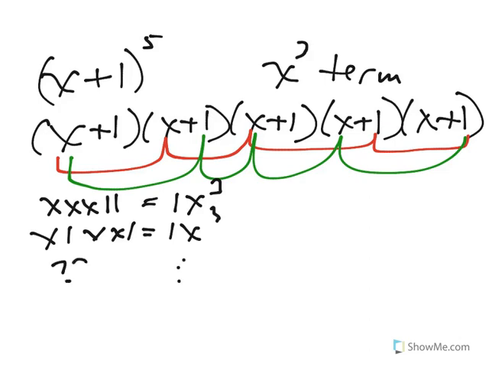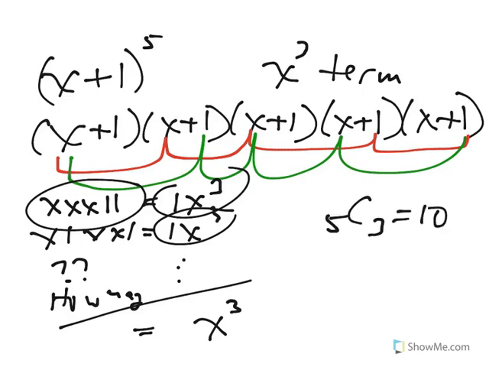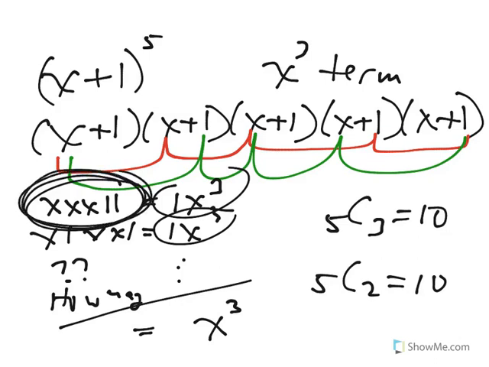So the real question is, how many of these will there be? Since they're all 1 x to the 3rd, that's going to end up being our answer, the number of things on this list. Well, the number of things on that list is 10, because 5 choose 3 is 10, or 5 choose 2 is 10, because this word, if you want to call it that, has 5 letters, and 2 of them are 1s, and 3 of them are x's. So the answer is 10x to the 3rd.